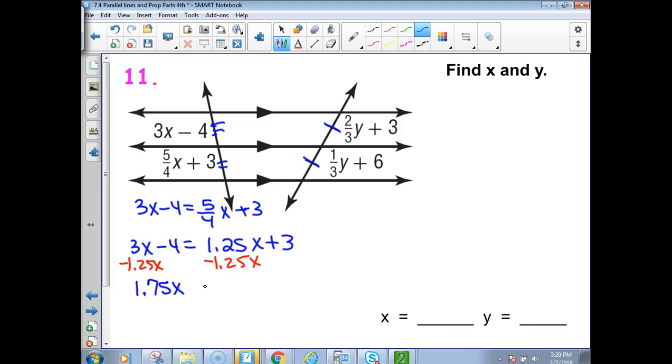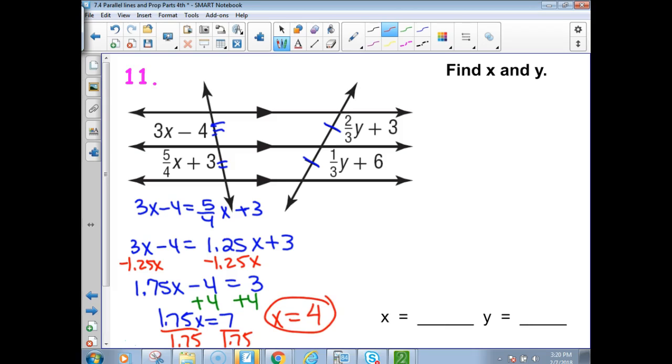1.75x, okay? Then minus 4 equals 3. We now need to add 4 to both sides. We get 1.75x is 7. We have to divide by 1.75. So x is, you type on your calculator, 7 divided by 1.75, you're going to get 4. Okay.